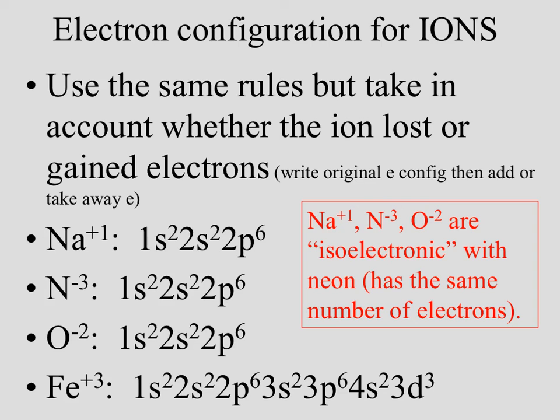The transition and inner transition metals are slightly different, and you'll see that with this next example of iron. So iron is in our 3d sublevel, the 6th one over. So normally we would end 3d6, but this +3 tells me that it loses 3 electrons. So it would be 1s2, 2s2, 2p6, 3s2, 3p6, 4s2, and normally it would end 3d6, but it loses 3 electrons, so we end 3d3. And that is the end of our notes.